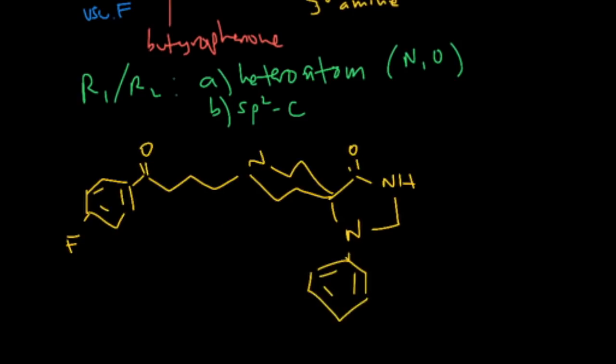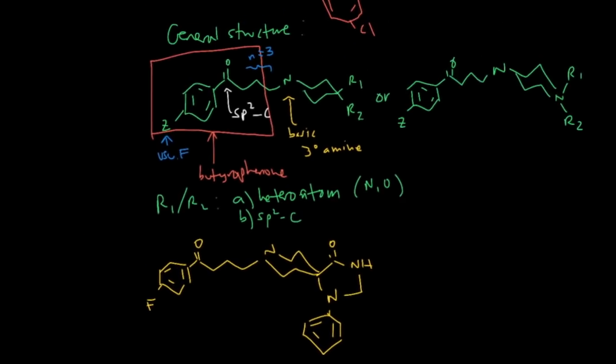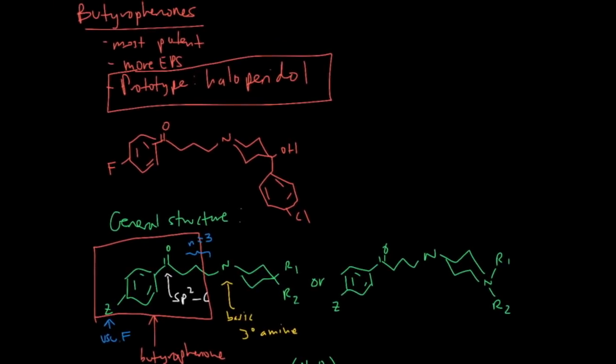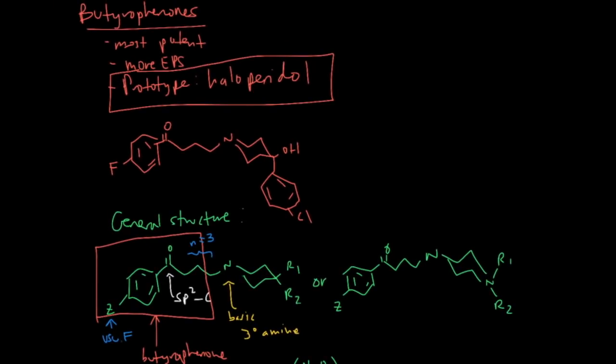Okay, so almost done with your drug classes. These are your butyrophenones. They are one of the most potent antipsychotics, but they also produce the most EPS, extrapyramidal stimulation. Your prototype is haloperidol, shown below. I'll give you the important features after I go over the general structure of your butyrophenones.